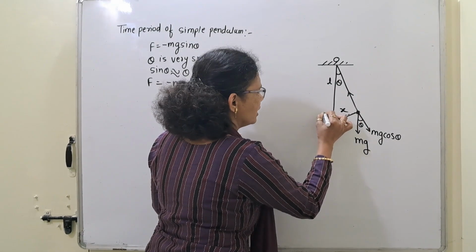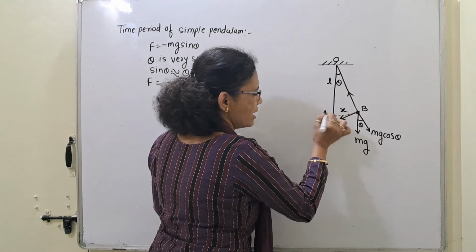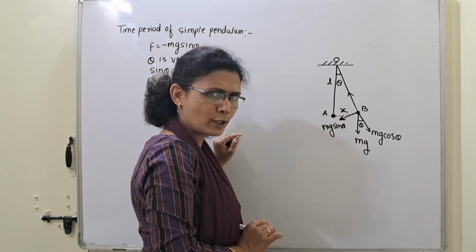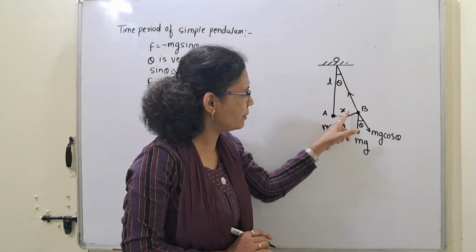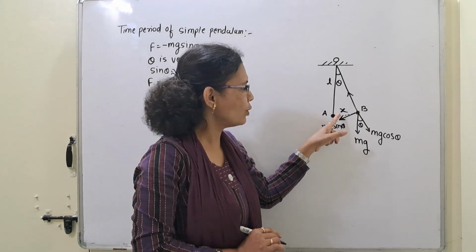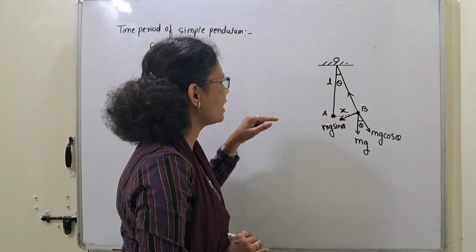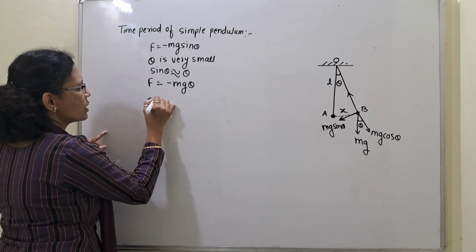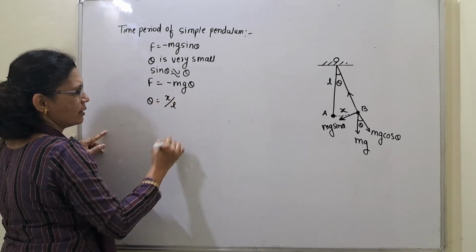If I give the names A and B, A as the mean position and B as the extreme position, then this AB will be the displacement of the simple pendulum. So by the geometry, what I can write is theta is equal to x upon L.